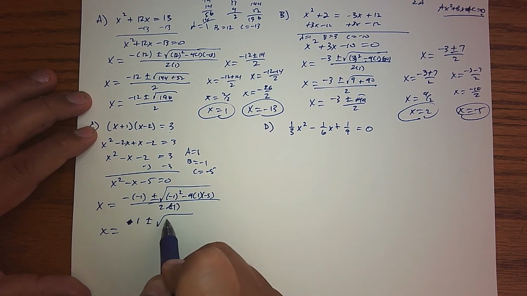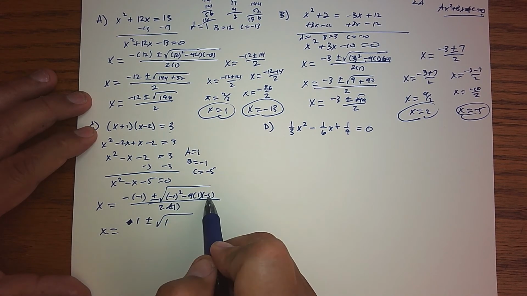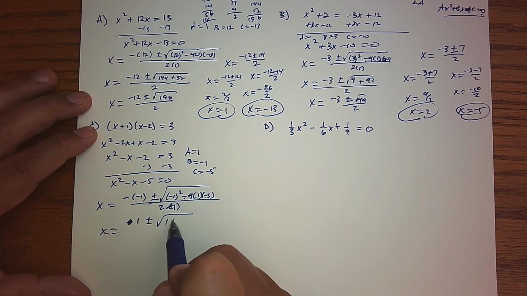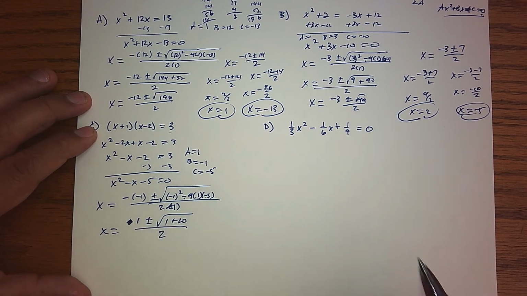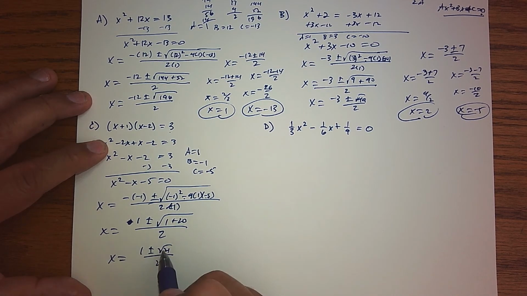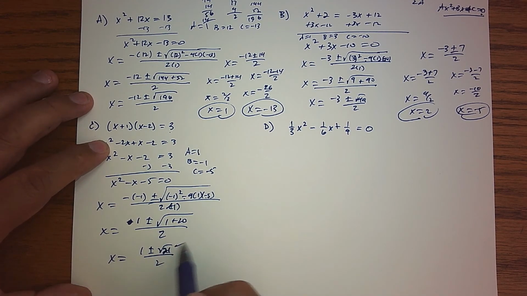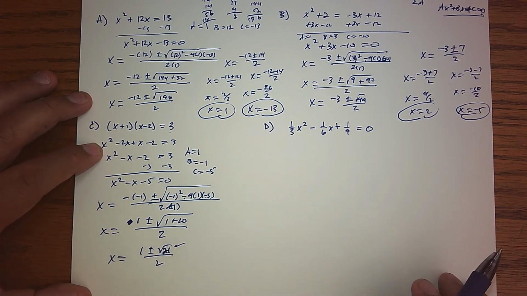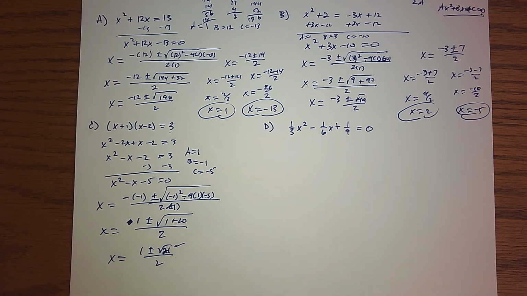or minus, negative 1 squared is 1. 4 times 5 is 20. We're subtracting a negative, so that would be plus 20, all over 2. And so in this case, x is 1 plus or minus the square root of 21 all over 2. Again, there's two answers there, but they're not very nice, right? The square root of 21 is not a nice rational number. So it's still real, but just not nice.